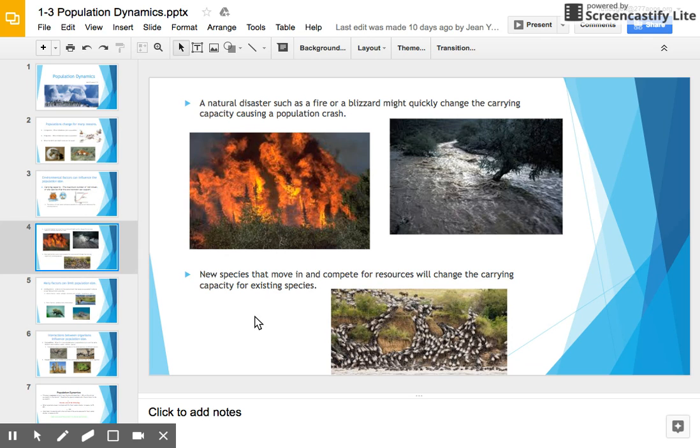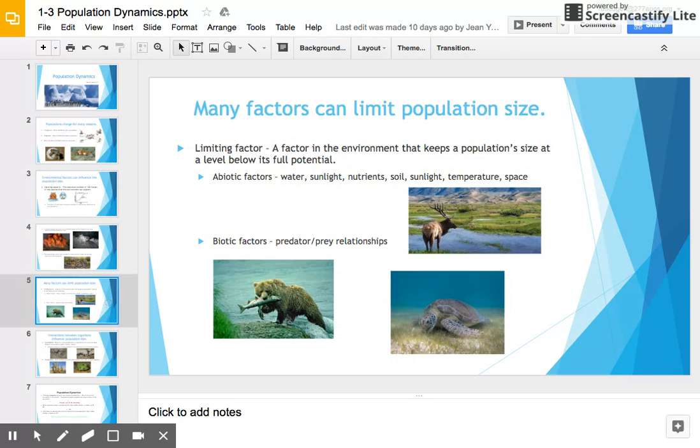Another thing that can have an impact is the movement of a new species into that region, into that environment. If those organisms are competing for the same resources, the same food and water and space, that would change the carrying capacity for the species that had been previously living there. Because there's only so much food and water and space available, and so it can't support any more organisms than it was. If new ones move in, then others will have to leave or they might die off.